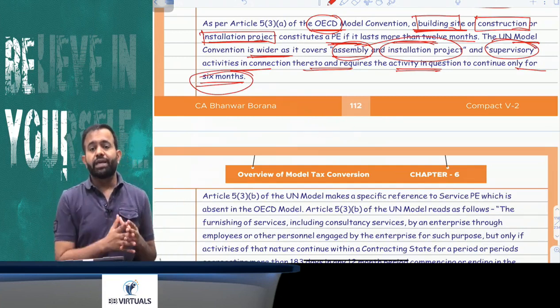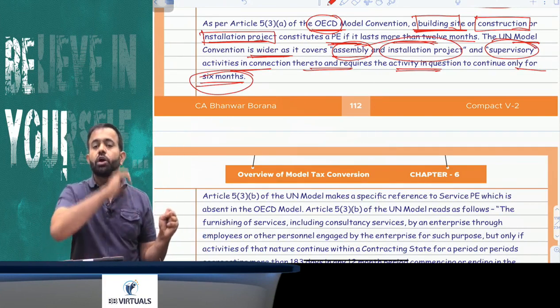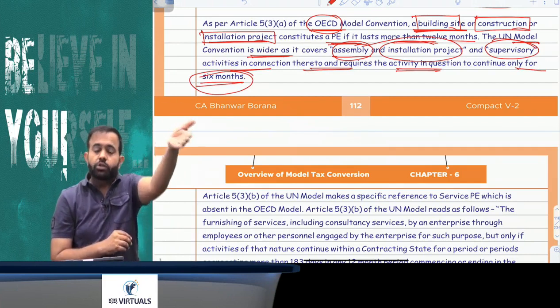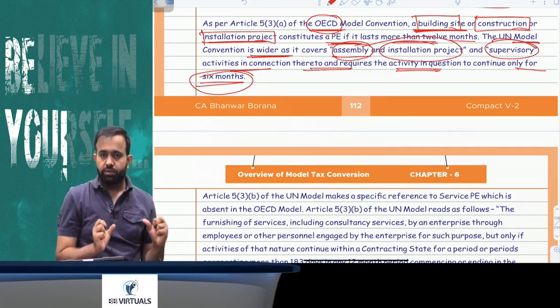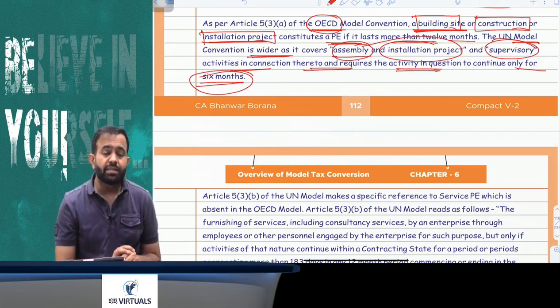For example, in Mumbai, a building site contract is given to a foreign company named Trump Construction Company, located in the USA. That company is making and constructing buildings. Will that also be treated as a PE?